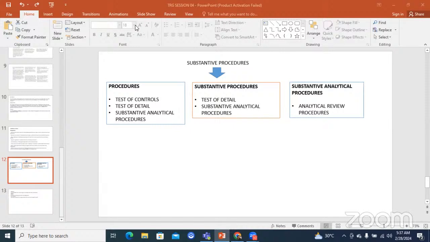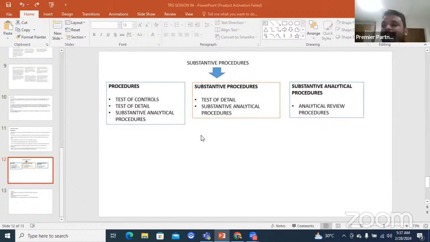Sir, can you suggest some questions in the study hub we should practice relating to substantive procedures? I could suggest this: for substantive procedures, I do not want to take any risk. It is difficult. It is very easy and comfortable for those who are working. I would say you should practice all the questions related to substantive procedures.